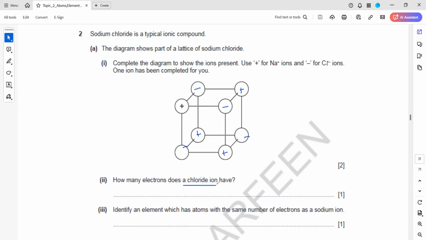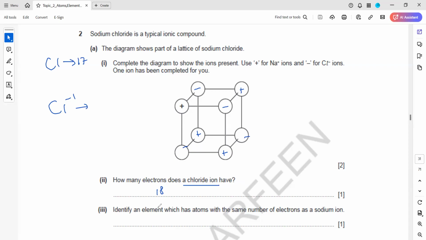How many electrons does the chloride ion have? How many in the chlorine atom? Use the periodic table. It is 17 for chlorine, but if it is negative, it will be 18. I was asking about the chlorine atom.